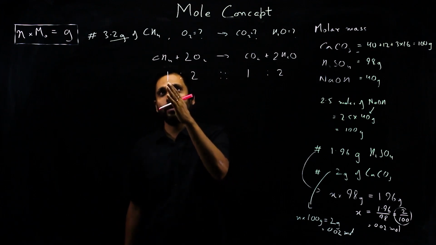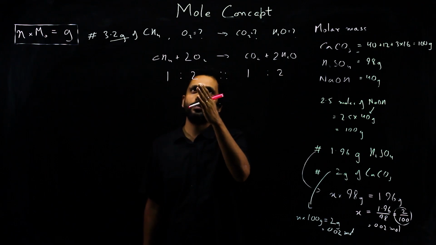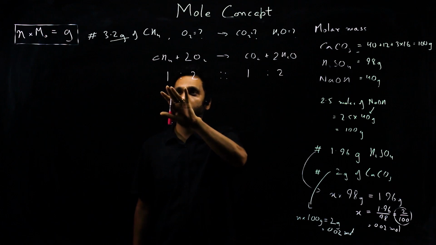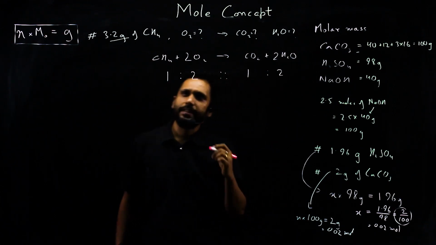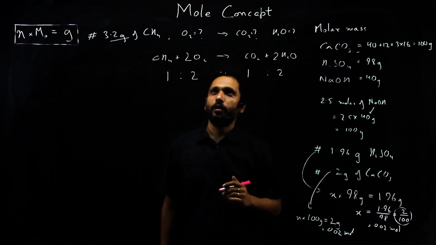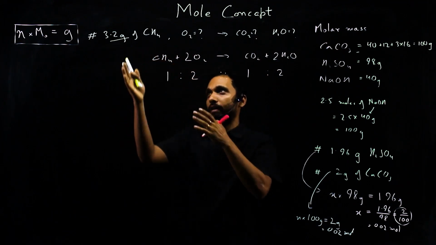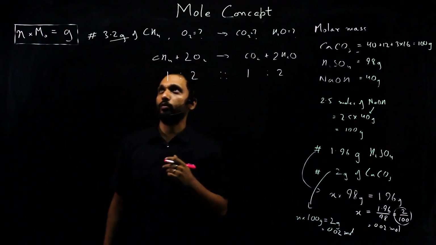So if you have 1 dozen molecules of methane, it will react with 2 dozen molecules of oxygen. If you have 1 crore, 1 million methane, it would react with 2 million oxygen. So if you have 1 mole of methane, it is reacting with 2 moles of oxygen. So they have given the quantity in grams. We can very well convert to moles, because that is what the mole is being used for.